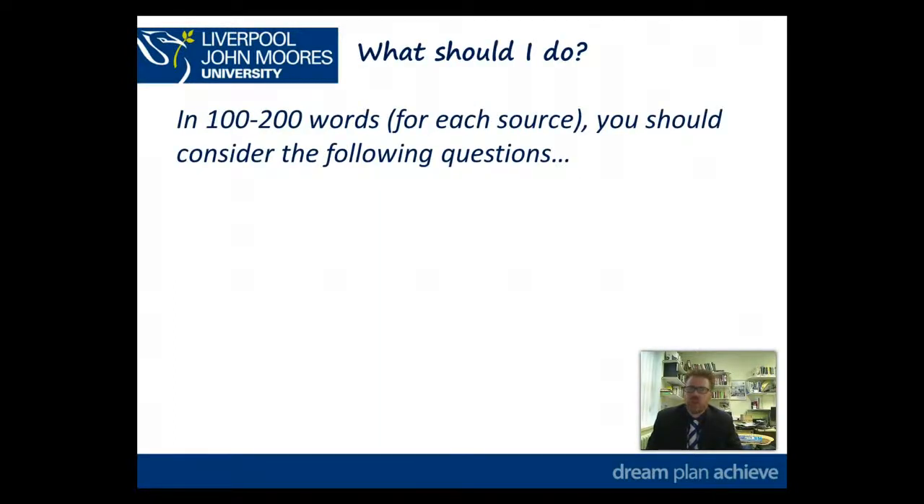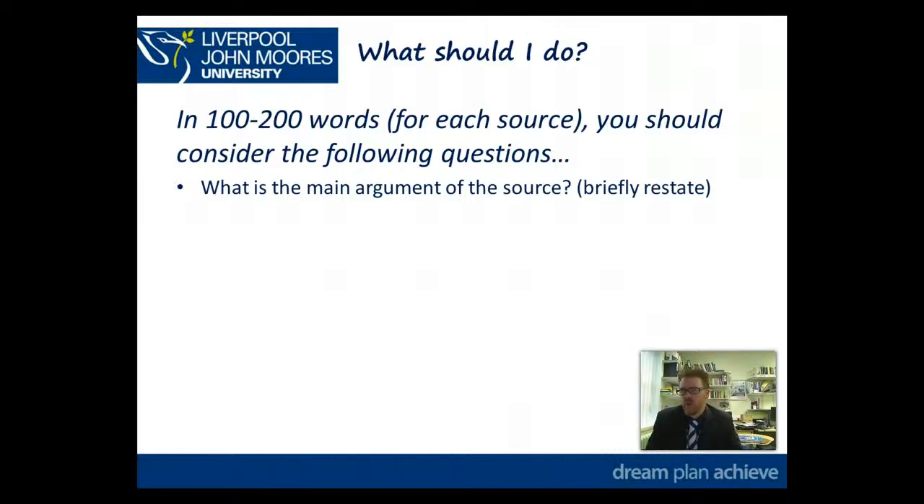So what should you actually be doing? When you've identified your sources, and you'll be asked to identify for this task 5 sources, you're going to write 100 to 200 words for each source and consider the following questions. And use these as prompts rather than a template for what you must write. So you might first of all look at, well, what's the main argument of the source, and briefly restate that. What's the author's central claims or purposes?